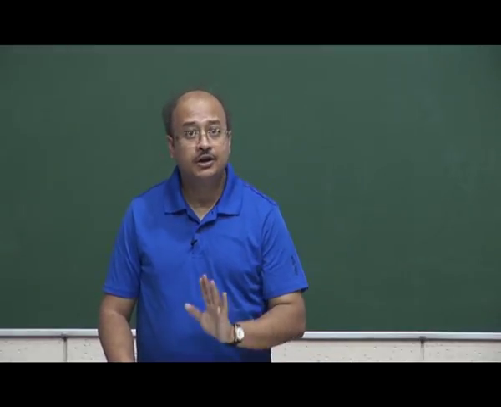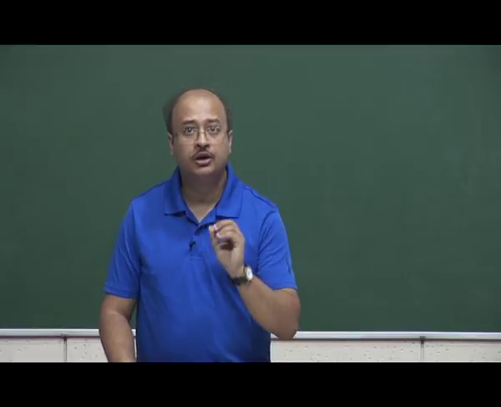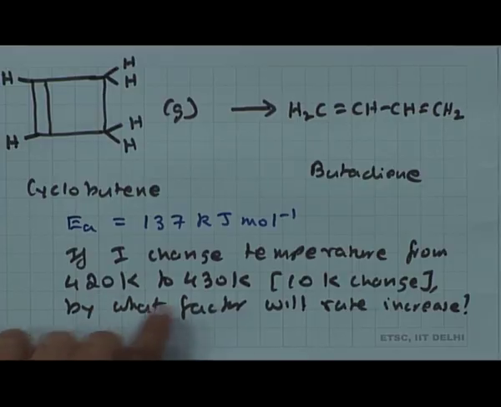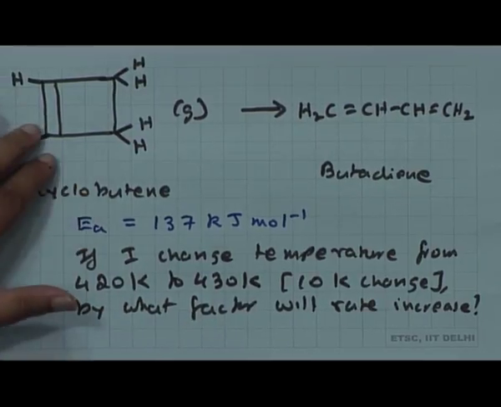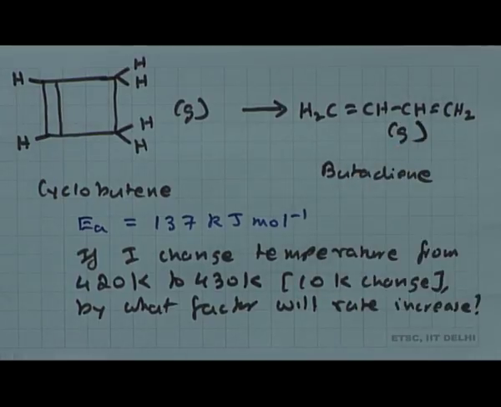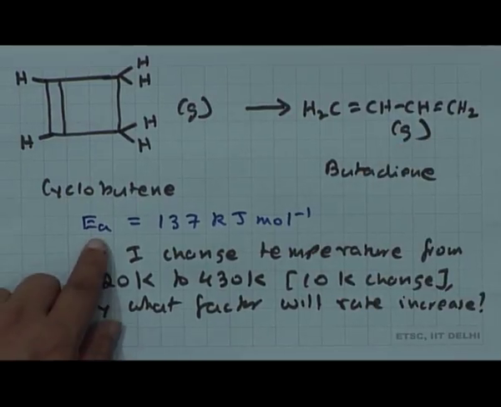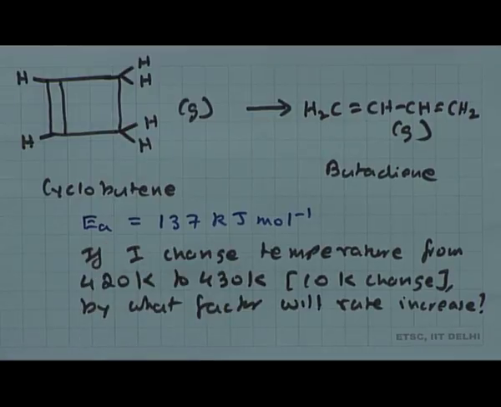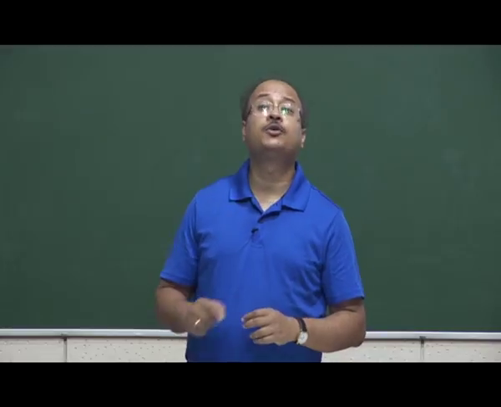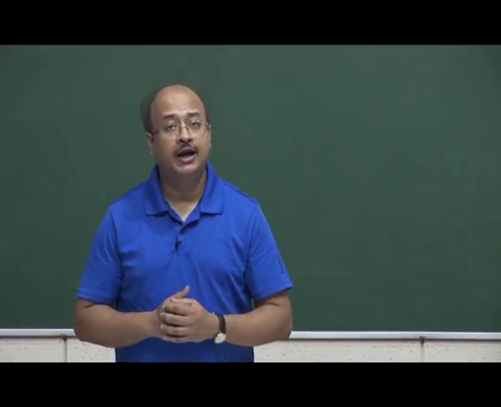So, it is a very easy straightforward question. I have changed the temperature from 420 to 430 Kelvin for this transformation of cyclobutene to butadiene in the gas phase. Okay. The activation energy is given as 137 kilojoules per mole. Please work it out. Next class I will start with this and then move on to elementary reactions.